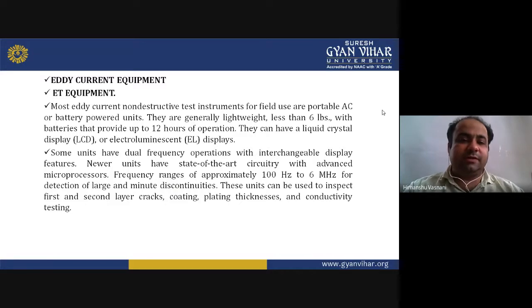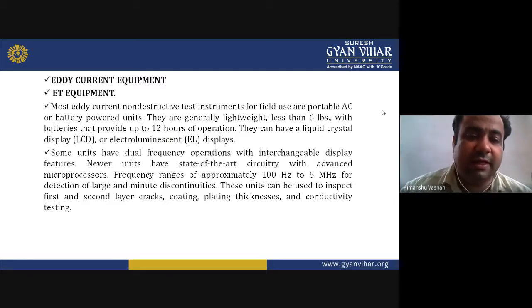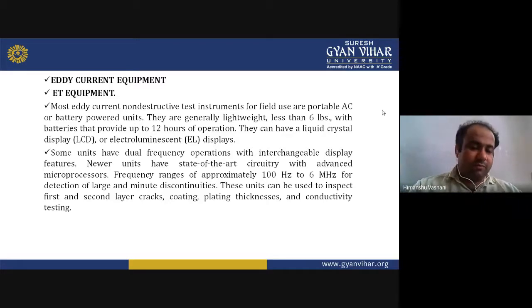The newer units have state-of-the-art circuitry with advanced microprocessors. Frequency ranges are approximately 100 Hz to 6 megahertz for detection of large and minute discontinuities. You can see the range of frequency, 100 Hz to 6 megahertz. These units can be used to inspect first and second layer cracks, coatings, plate thickness, or conductivity testing.